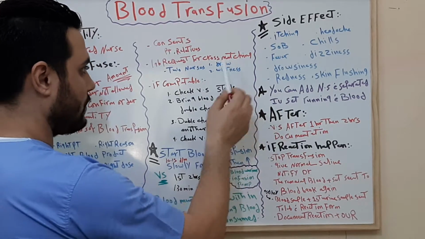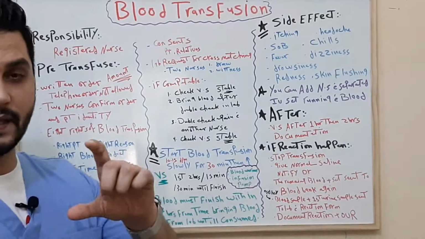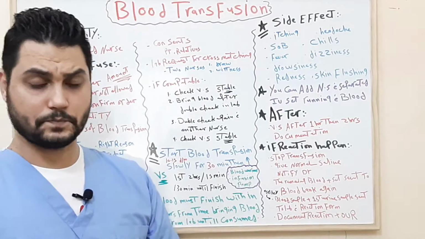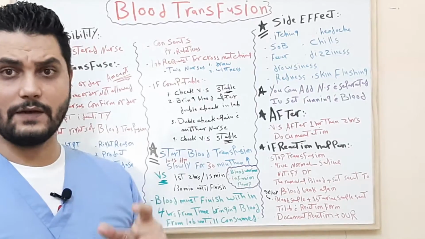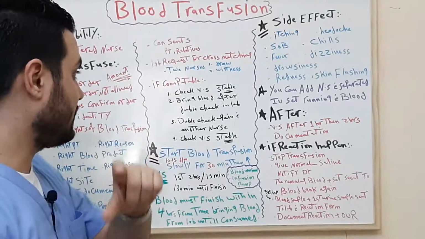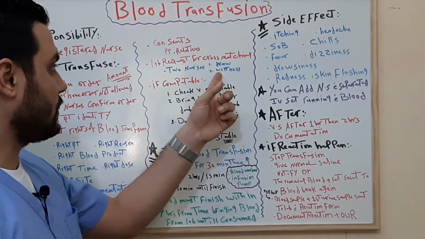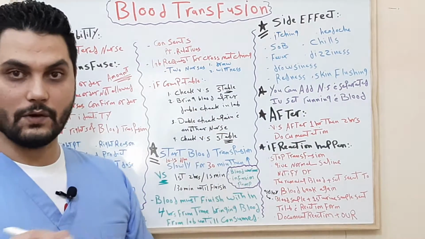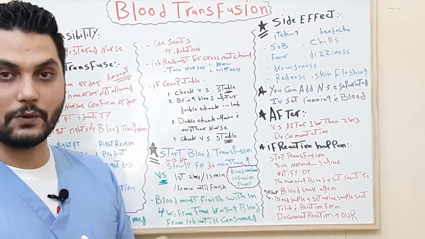After drawing the blood, this is in a red tube. You draw the cross matching in a red tube. After drawing, you write the full name of the patient and full MRN over the tube, and the two nurses sign over the tube.